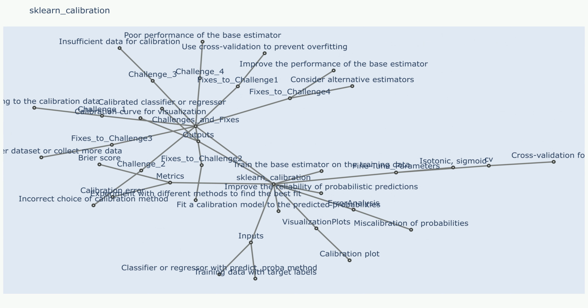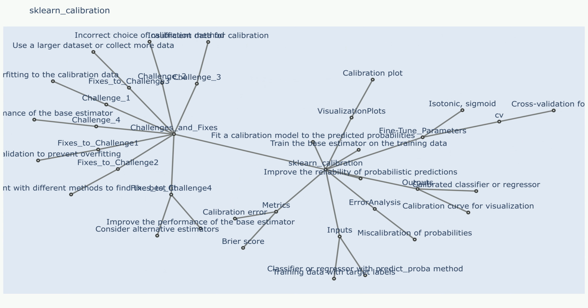Fixes to Challenge 2. Regularization. Introduce regularization techniques to the calibration methods to prevent overfitting. This can involve using penalty terms that discourage complex calibration functions. Cross-validation. Perform cross-validation on the calibration dataset to evaluate the performance of the calibrated model on different subsets of the data. Use a simpler calibration method if overfitting is a concern. Consider using a simpler calibration method like Platt scaling instead of more complex methods like isotonic regression.